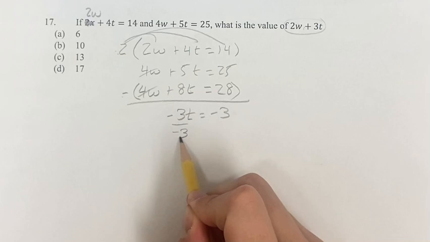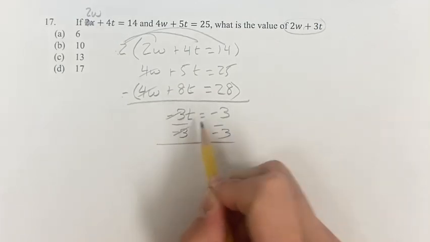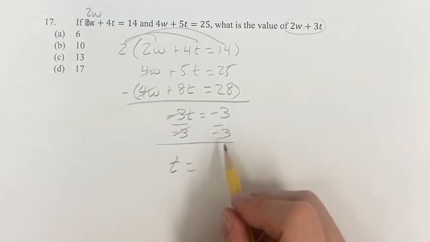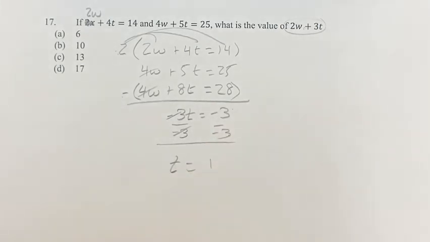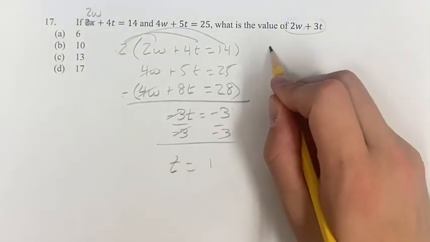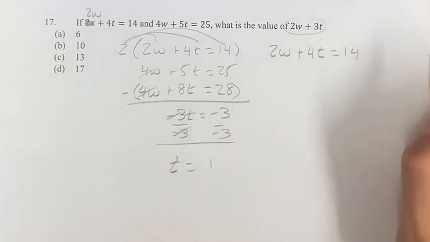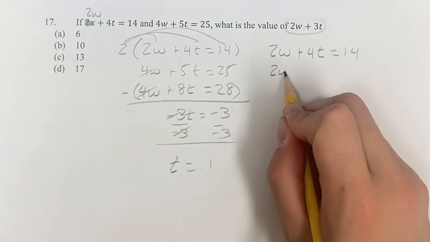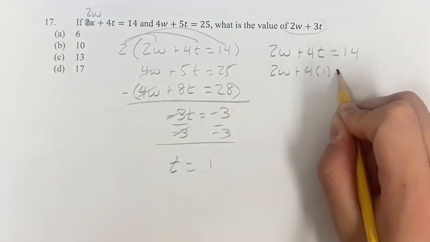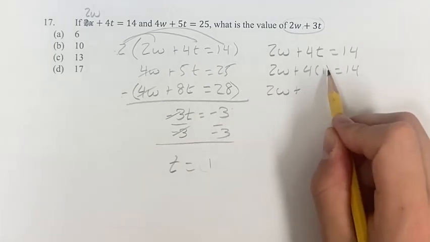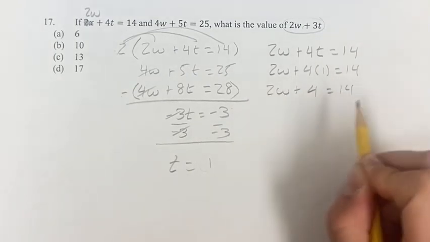And if we divide both sides by negative 3, these cancel, and we get t is equal to negative 3 divided by negative 3. Any number divided by itself is just 1. We have t is equal to 1. Now, if we know 2w plus 4t is equal to 14, and t is equal to 1, 2w plus 4 times 1 is equal to 14. And now we can just solve for w. 2w plus 4 times 1 is 4 is equal to 14.